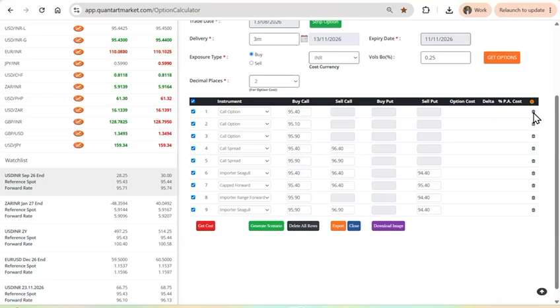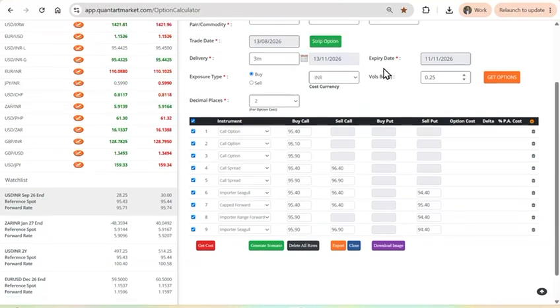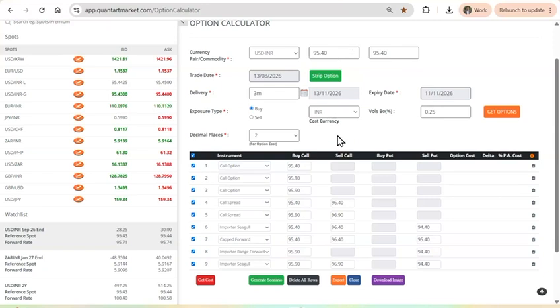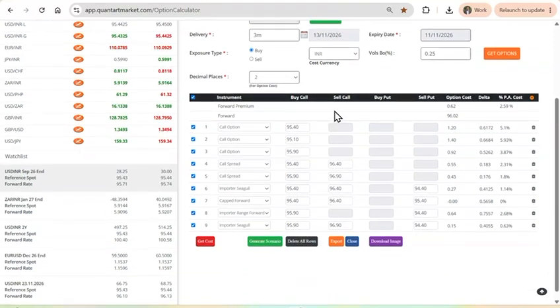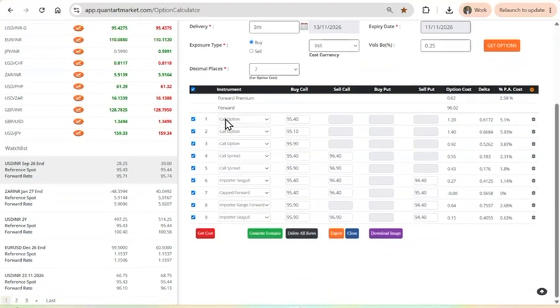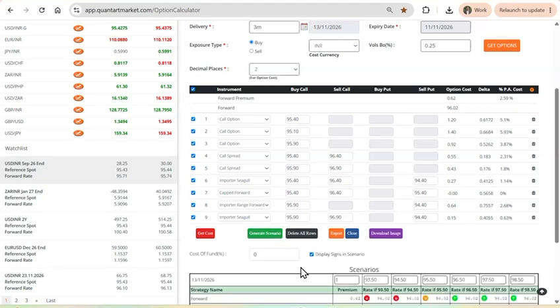9540, and I do get cost. Let me get the price of these options. Then I will discuss one by one. So these are the different 1 to 9 options we have taken. I will change all of this. And the forward we have taken, 3 months forward premium is 62 paisa. We have taken the cost, and let me generate the scenario analysis also.